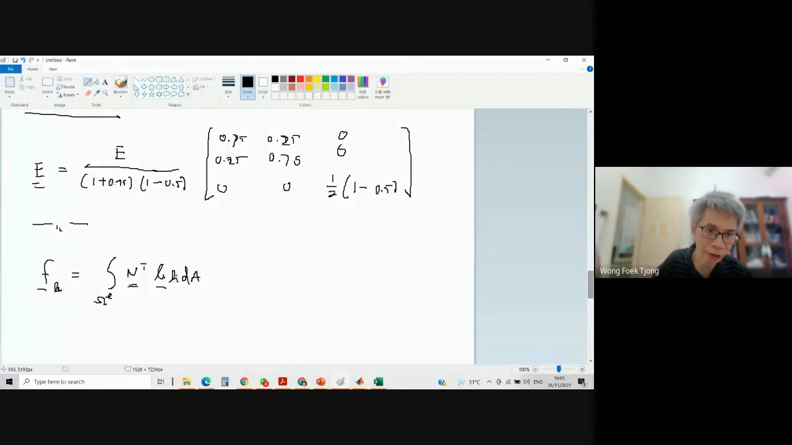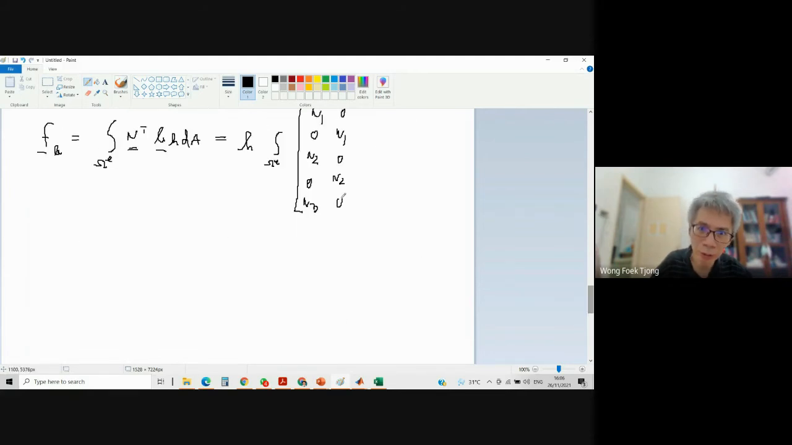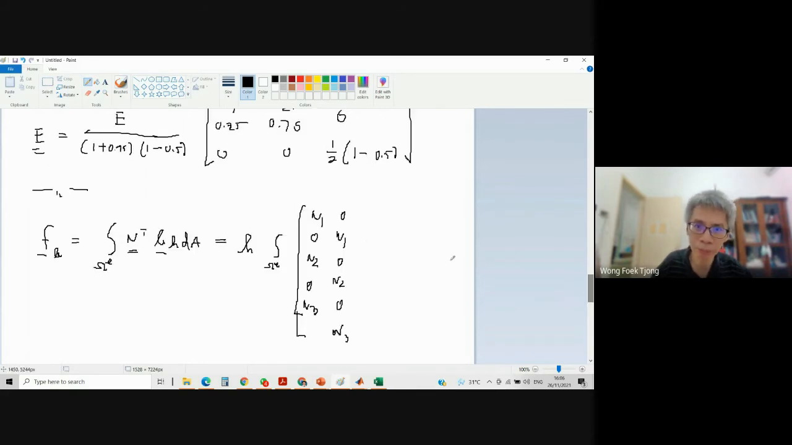The thickness is constant. Well, the shape functions. I can take out the thickness and then the integrals over the element. What is N transpose? N transpose is N1, 0, N2, 0, N3. So that's N transpose, no problem.